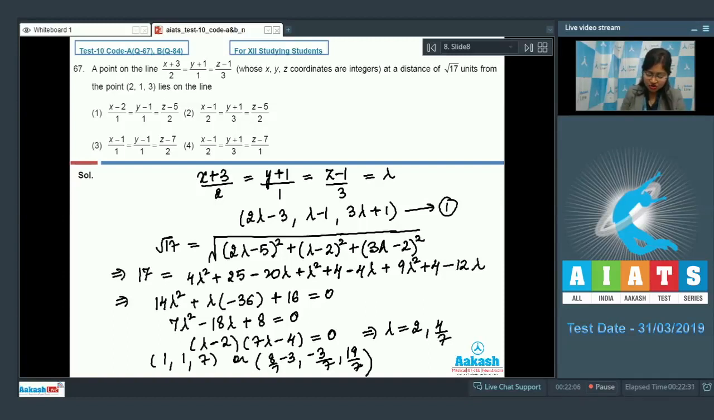So let us see which of the points is lying on the options given. Now let us firstly talk about the first point, that is (1, 1, 7). So we can see that from the given options, if I put (1, 1, 7) in the third option, then it gets satisfied. So we can say that option number 3 is the correct answer, because this line is satisfying the point (1, 1, 7).